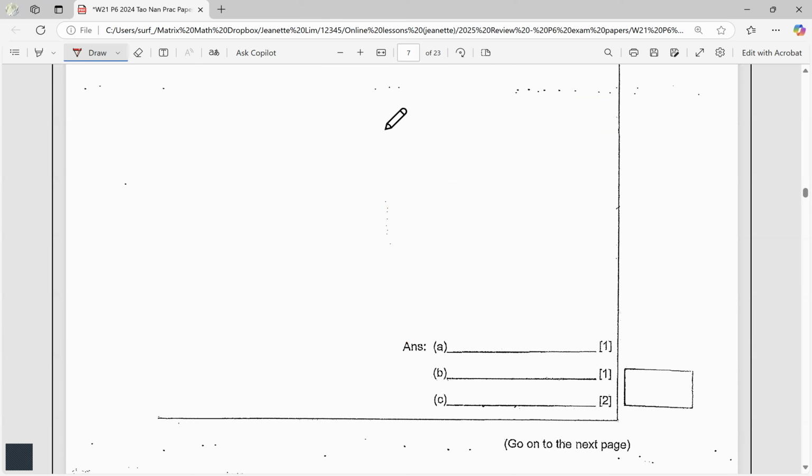Okay, so part A is 37, B is 74, and C is 163 degrees.